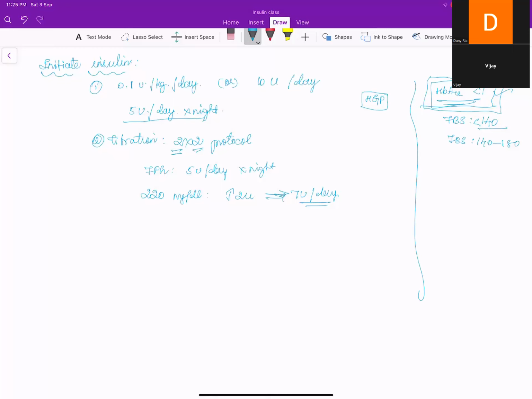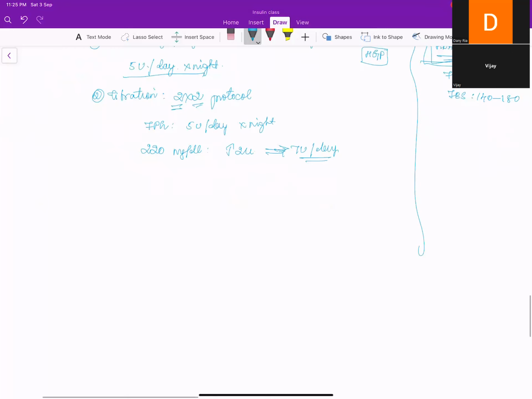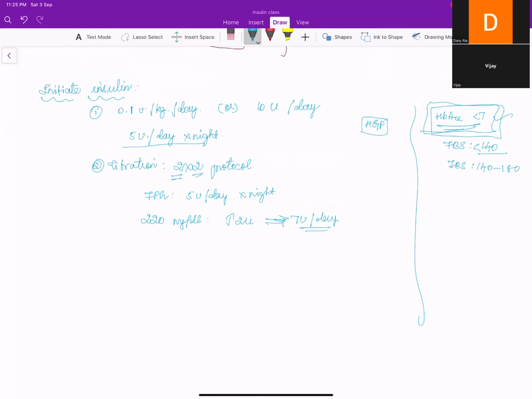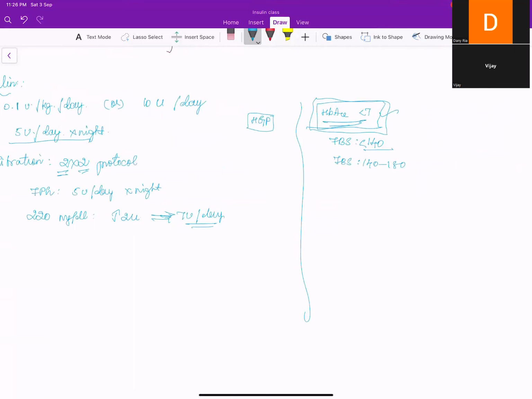Sir, can you repeat titration again? Yeah, titration is: you have started insulin at 0.1 units per kg per day. To titrate, follow the 2 by 2 rule. If you started on Monday, ask the patient to come on Wednesday or Thursday. Wednesday you ask him to come, and in the morning you see the fasting plasma glucose. You know the normal target values. 140 to 180 is the normal target value of fasting plasma glucose.